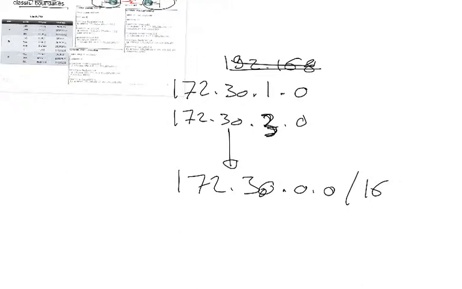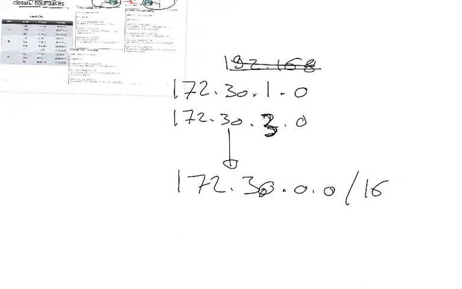Okay. So in that case, you will summarize those two networks at the classful boundaries, which means that because this is class B, you have 2 bytes for the network address and 2 bytes for the host address, so you have to summarize it this way. You have no other choice.